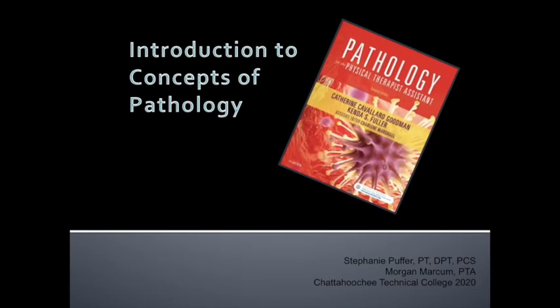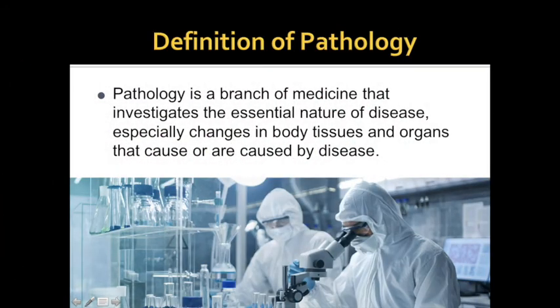The relationship between impairment and functional limitations is the key focus in therapy. You have to understand the pathology to treat the patient. Let's define pathology. Read along with me. Pathology is a branch of medicine that investigates the essential nature of disease, especially changes in body tissues and organs that cause or are caused by disease. Pathology is the science of the cause and effect of diseases.